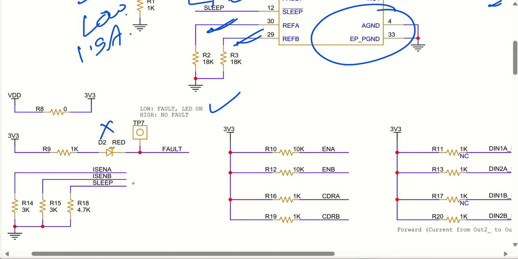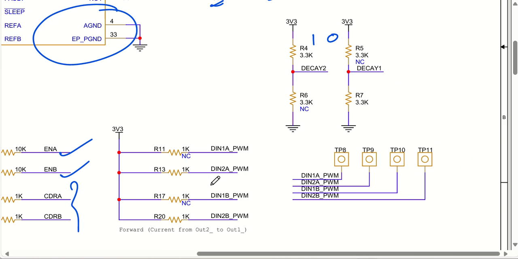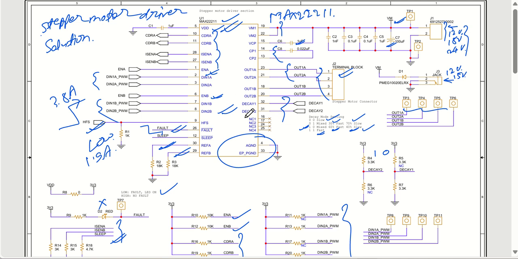Similar to that, iSense A, iSense B, sleep, all these things are pulled low based on the requirement of the datasheet. By default, my enable A, enable B all are enabled. If you want, you can disable them. Similar to that, we have CDRA pin, CDRB pin. And if you see the PWM settings, the PWM settings have been done in such a fashion that it will be moving into your forward direction mode. So this was all about this particular motor driver circuit from the design point of view.